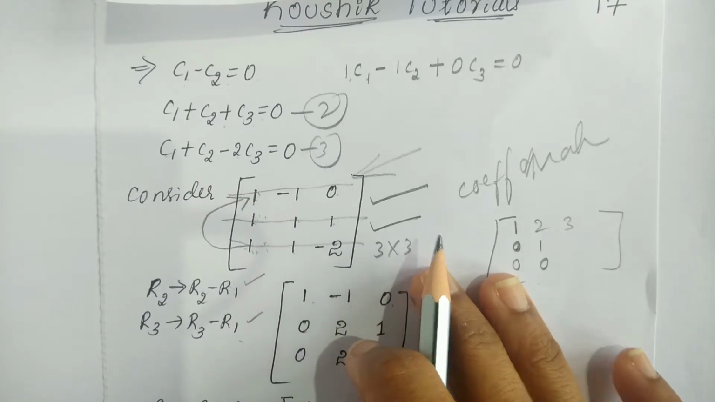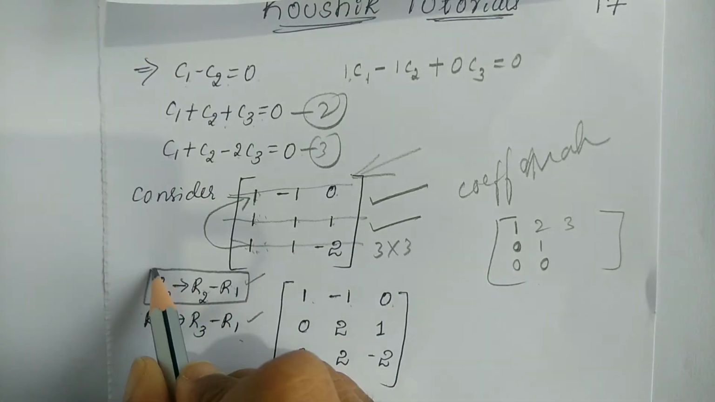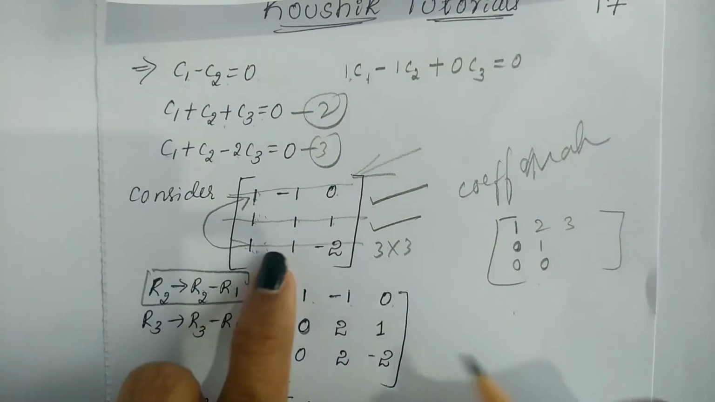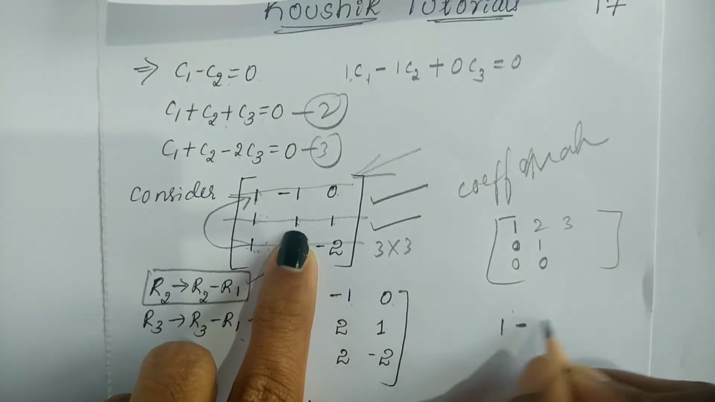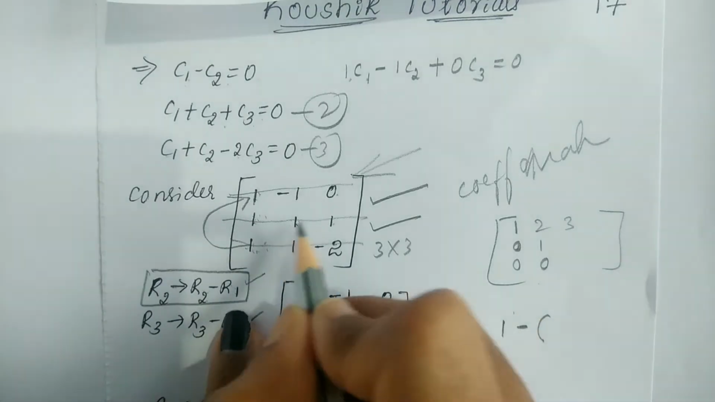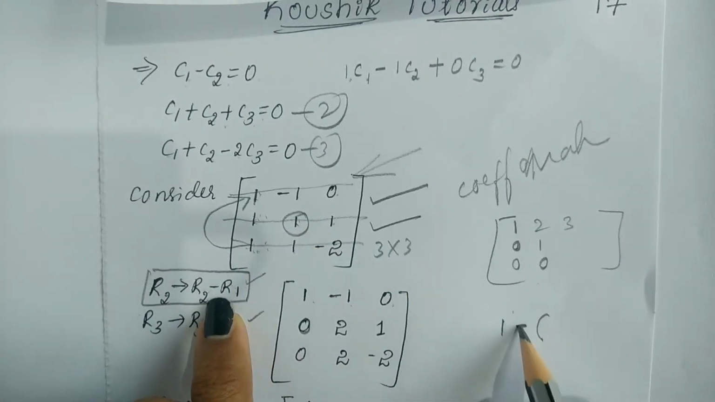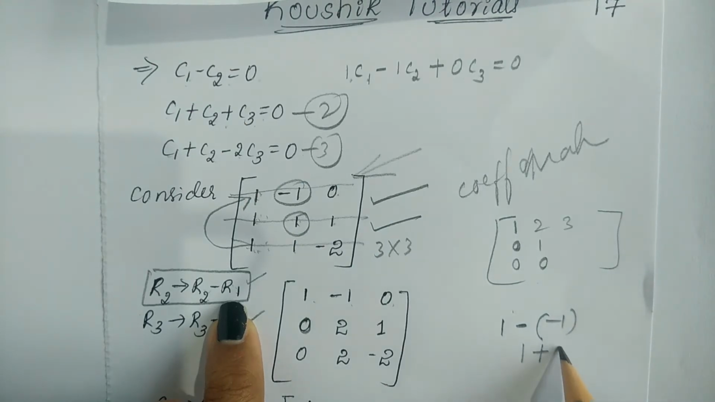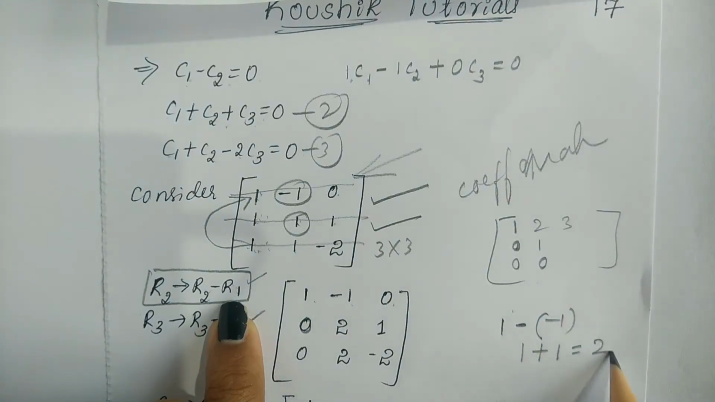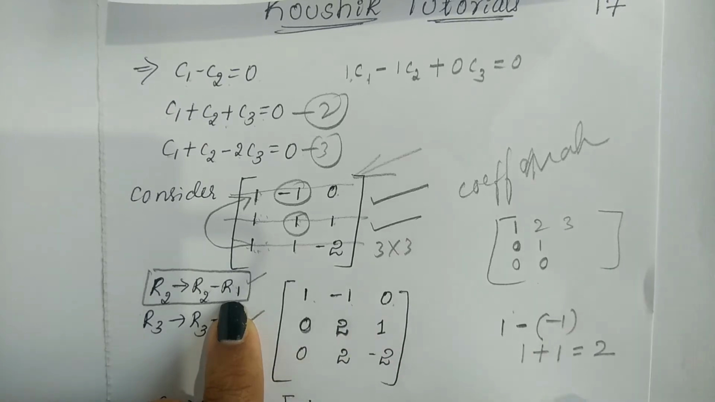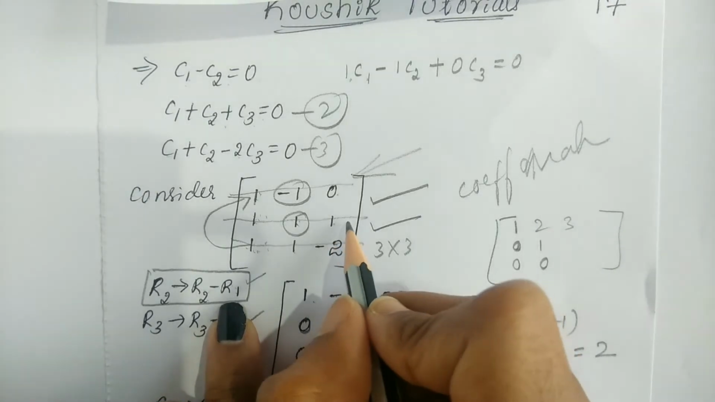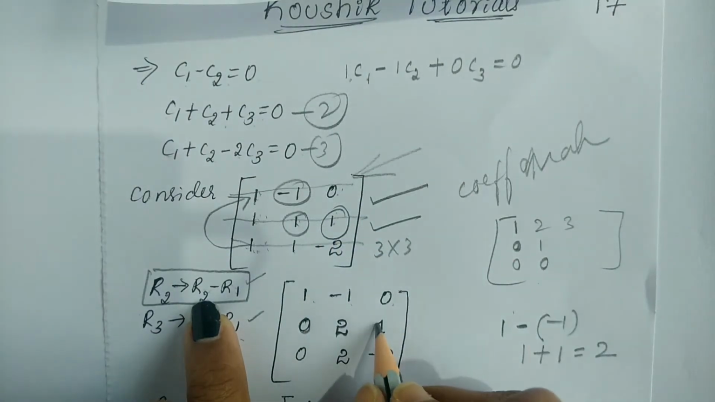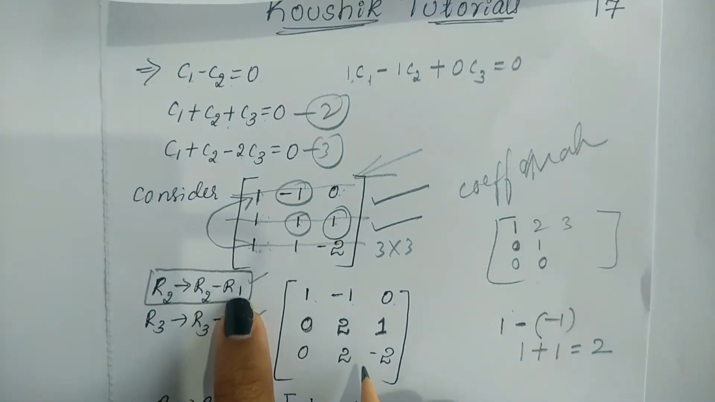Now operate first R2 changes to R2 minus R1. For that 1 minus 1 is 0. Next, 1 minus of what is R1? Here R2 is 1, minus of R1, which is minus 1. So 1 minus into minus is plus 1, so 1 plus 1 is 2. So put that one. Next element in R2 is 1, so 1 minus 0 is 1 itself. So R2 minus R1 row operation is over.